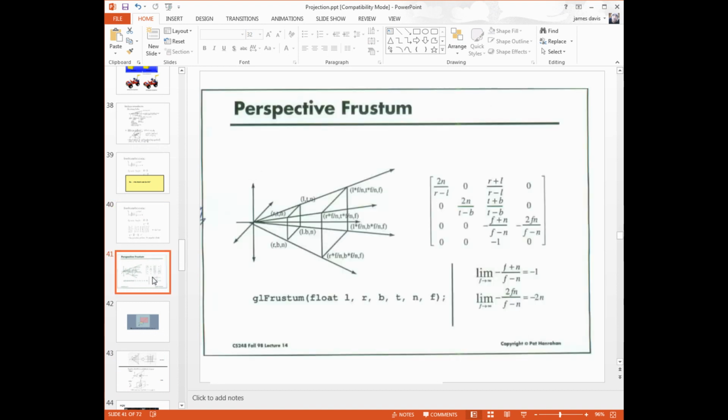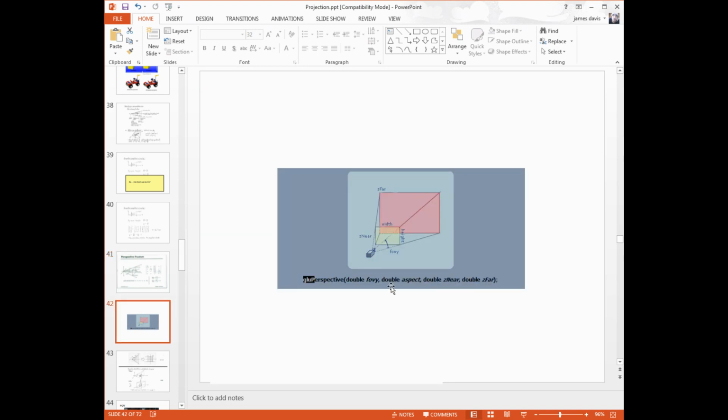So what does this matrix look like in the end? There's a call, glFrustum. It's like the glOrtho call. You set your left, right, bottom, top, near, far planes. You get some matrix that looks like this according to the math above. This is another view of the same thing. This gluPerspective is another way to define the same thing.